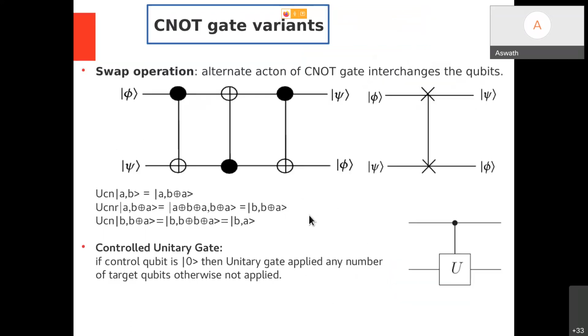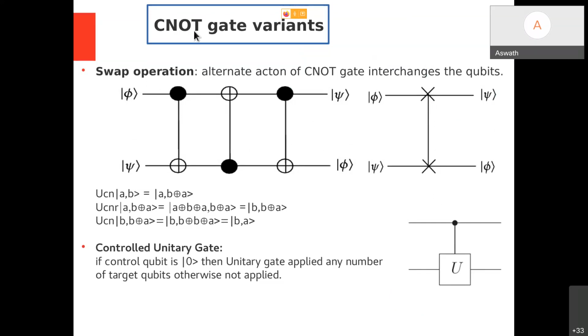Okay, fine. So some other CNOT gate variants: if I take three CNOT gates and arrange them in reversed order three times, I can swap the quantum states. If there is a qubit 1 and qubit 2, I can interchange their locations using three CNOT gates in reverse order. So it's called the swap operation, just the swap gate. Obviously, you can have a matrix representation for that quantum gate. We are not getting into it.